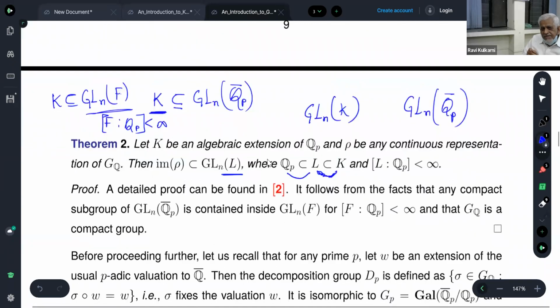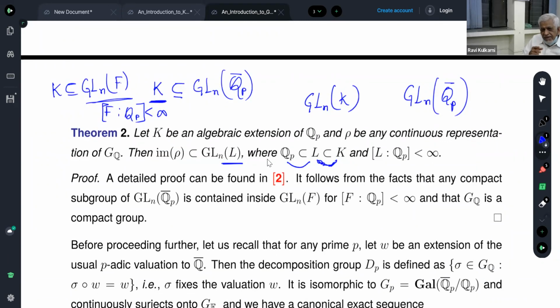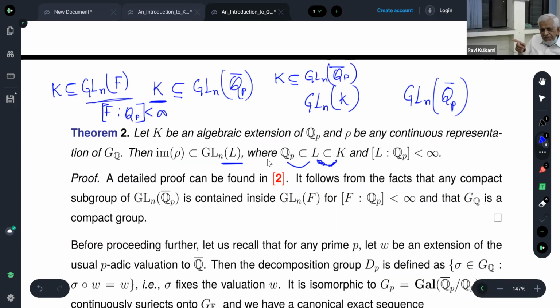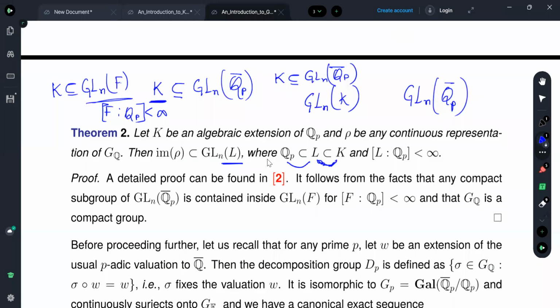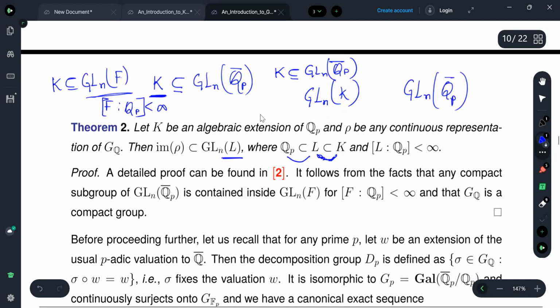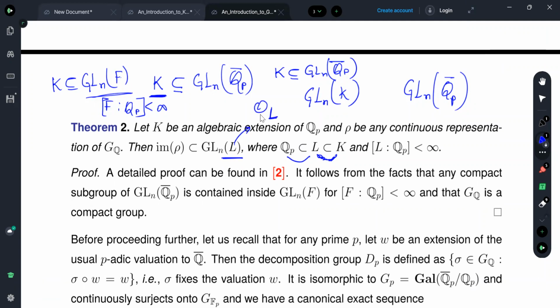Now you are considering compact subgroups of GLN of Qp bar. That is a theorem: if you take a compact subgroup of GLN of Qp bar, then it will be contained inside GLN of F, where F is a finite extension of Qp. Not just GLN of F, but GLN of the ring of integers in F. That will be true by the previous lemma. That's a better statement. So this should be replaced by OL.